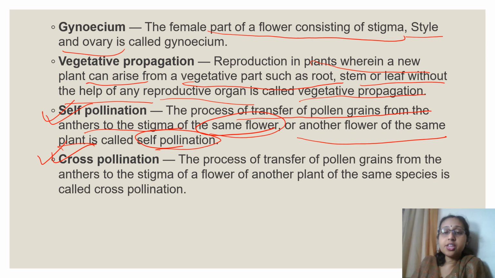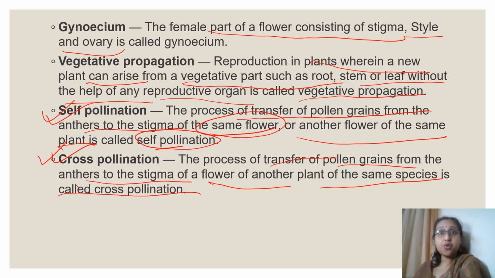What is happening in cross-pollination? The transfer of pollen grains from the anthers to the stigma of a flower of another plant of the same species. It will not transfer pollen from a plant of one species to another. No, it's not like that. It will transfer the pollen from the flower of one plant to the flower of another plant of the same species, not of a different species. So this is cross-pollination, and self-pollination is within the same flower or within the same plant. Is it clear to all of you? If you still have any doubts, please do ask in the comment box.